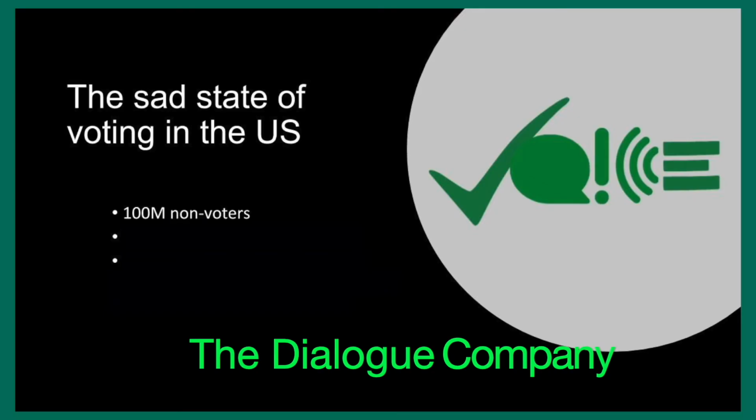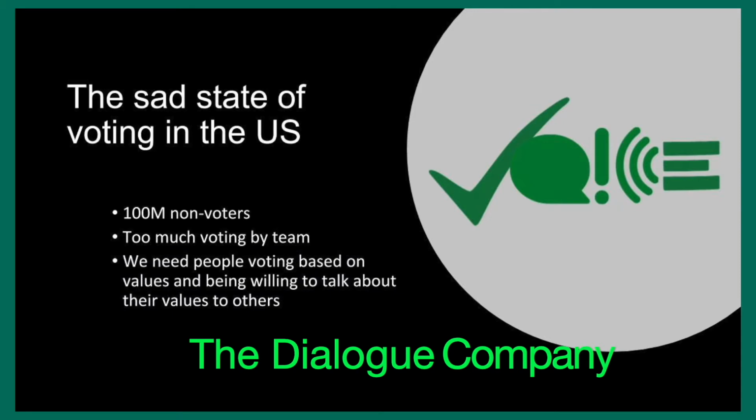We have a problem in this country with 100 million people not voting. That's one problem. A second problem is that we have too many people who vote because of what team they're on, Republican, Democrat, Libertarian, Green. Too many people are voting because of their political identity. We need more people voting based on their values, and also more people talking about their values to other people.